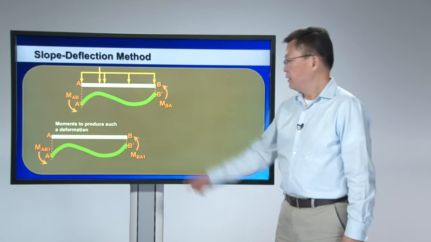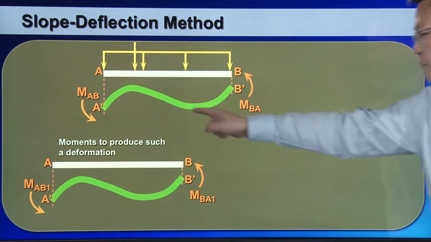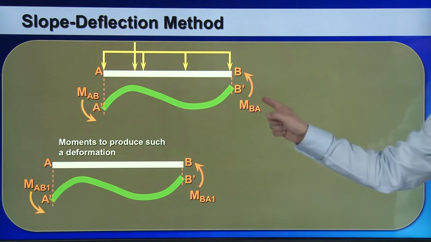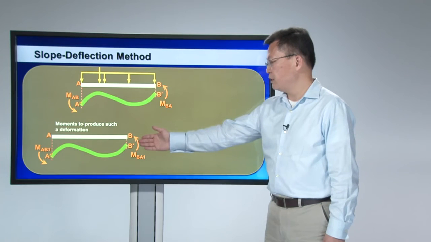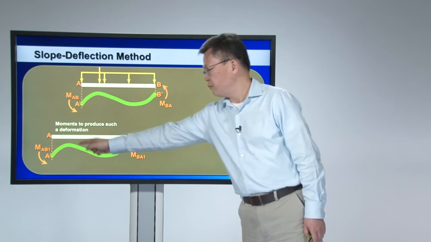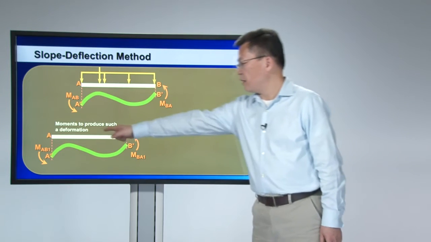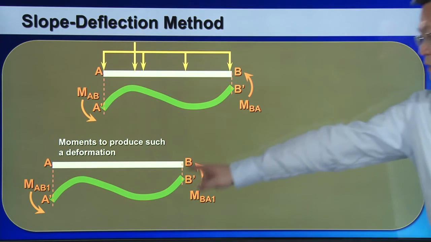So this is the segment under external force, and this is the deformed configuration with end moments of MAB and MBA. Such a condition can be considered as a superposition of two conditions. The first condition is I want to bend the structure into such a deformation shape using the end moments. The end moments are MAB1 and MBA1. So that's condition 1.